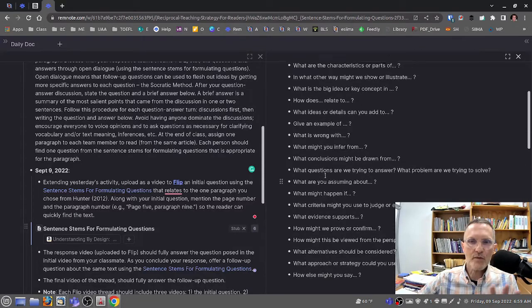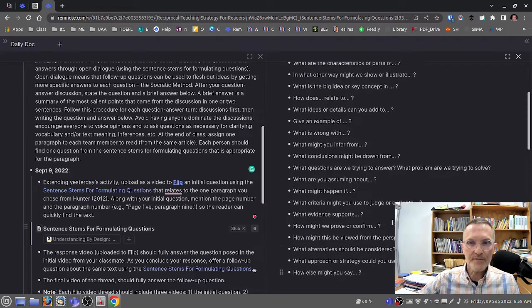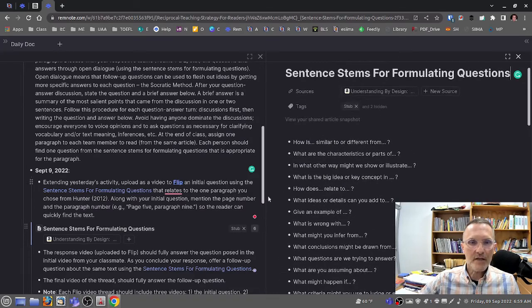There's a reason why we're using these particular sentence stems. Some of these questions will be more appropriate than others depending on the text that you chose. And I think there are enough here to choose from, but try to stick to these sentence stems for both the initial question and the follow-up. All right, so this is what we'll be working on.